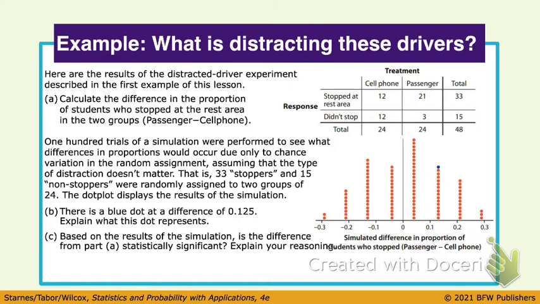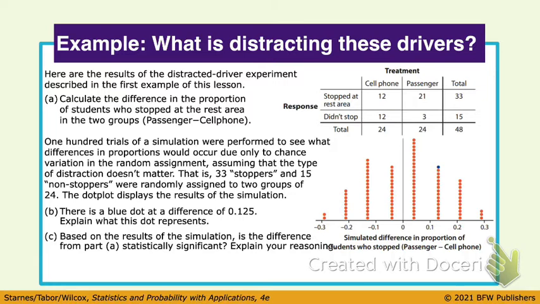So here's the deal. We're going to have people drive in a simulator with either a passenger, and they're just going to be talking, or they're going to be driving while talking on a cell phone. And at the beginning of the experiment, they were told, hey, somewhere on the route, there's a rest stop. Make sure you stop, okay? So here's what happened. On the cell phone, people that were talking on the cell phone, 12 of them actually remembered to stop, and 12 of them forgot. They just kept on driving, okay? The people that had passengers in the car, 21 of them remembered to stop, and only 3 of them forgot, okay?